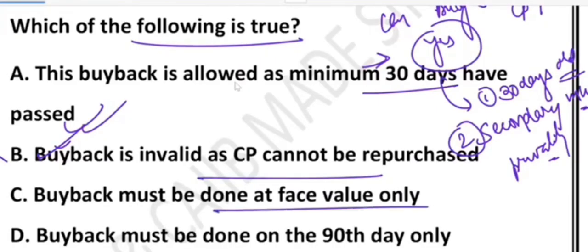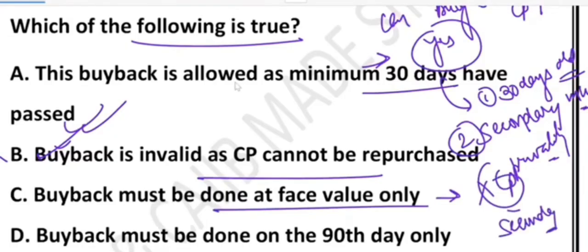Option C says buyback must be done at the face value only. Totally wrong. See, CPs are traded in the secondary market, right? And the price constantly fluctuates. So buyback always happens at the market price. Remember, buyback always happens at the market price, not face value.